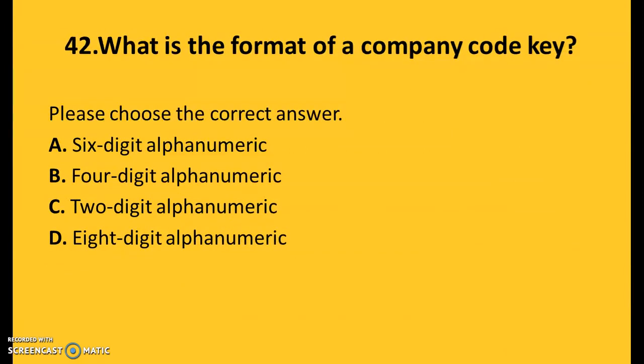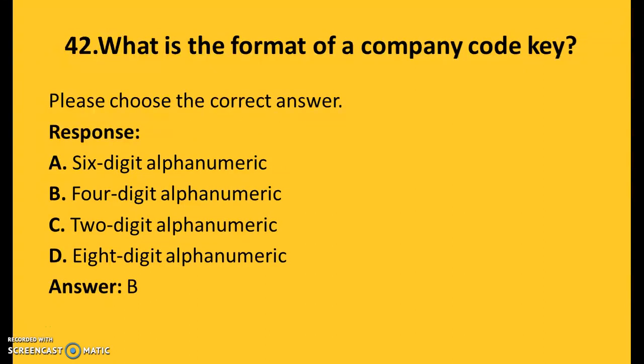What is the format of a company code key? Please choose the correct answer. We have 6-digit alphanumeric, 4-digit alphanumeric, 2-digit alphanumeric, or 8-digit alphanumeric. In this, the right answer is 4-digit alphanumeric. Mostly we'll always be slightly confused when we have this question between the company and company code. The company has 6 digits and the company code can accommodate only 4, so we need to choose from 6 and 4. The answer is B here, 4-digit numeric. It can also be a character as well.